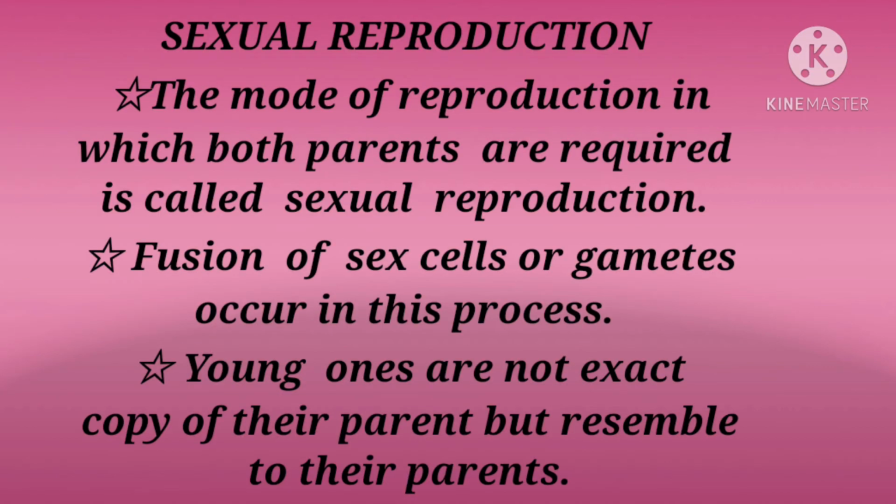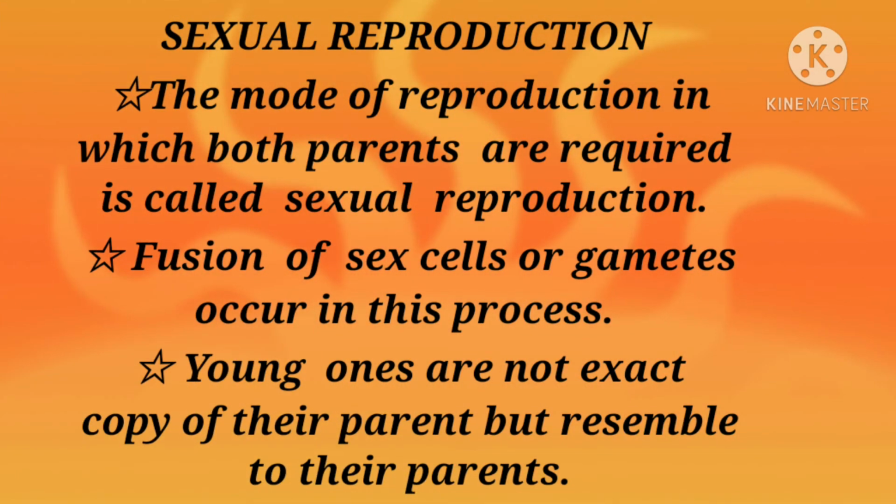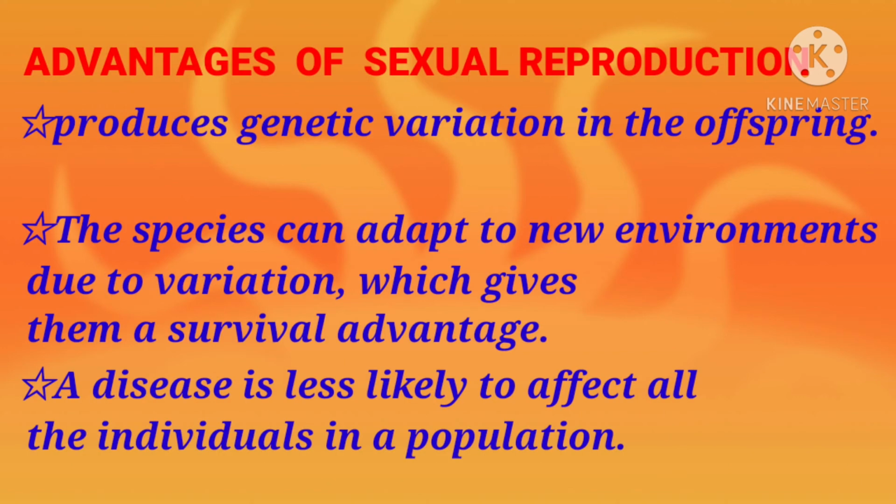Now the next method, that is sexual reproduction. The mode of reproduction in which both parents are required is called sexual reproduction. Fusion of sex cells or gametes occurs in this process, and this was absent in asexual reproduction. Young ones produced by this method are not exact copies of their parents but resemble their parents. That means they possess some characteristics of their parents, but they do not totally resemble their parents, like in asexual reproduction. Now let's see what the advantages of sexual reproduction are.